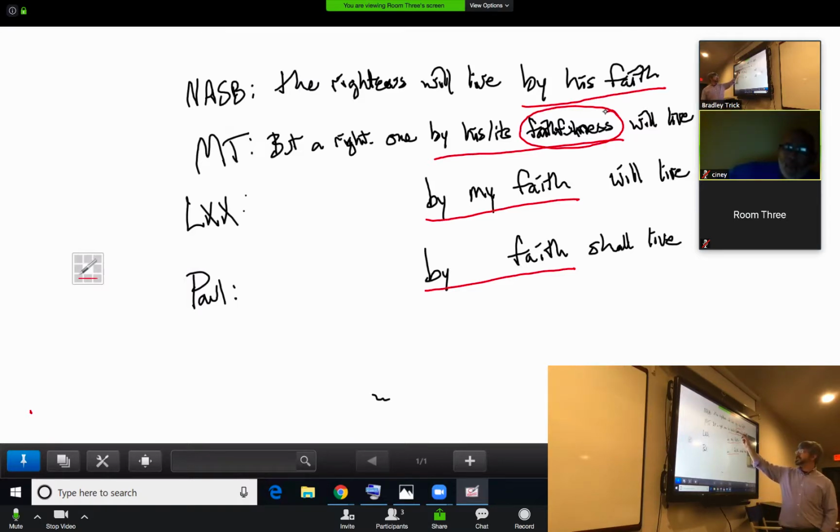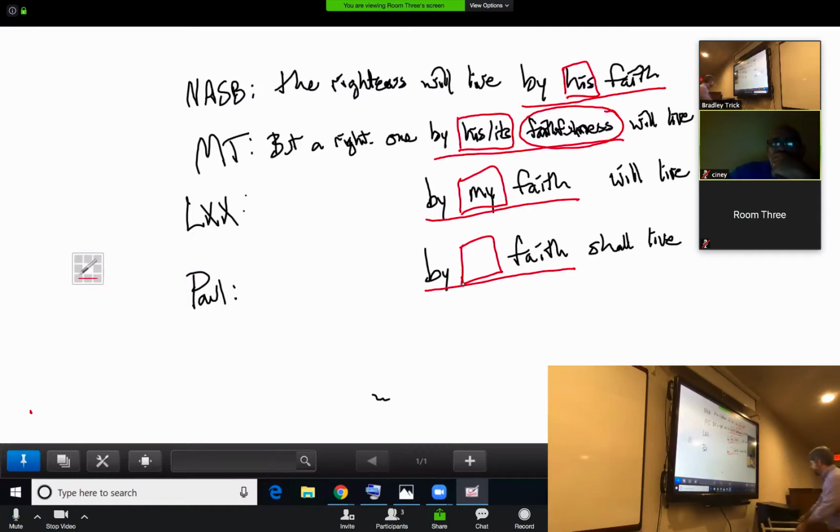Now, this is the other big difference. We've got his or its, my, and then Paul just decides to leave that out. So, his, its. Yeah, it could be either one in Hebrew. And if it's his, then who's the his? A righteous one by his faithfulness will live. The righteous one, right? If it's its, what is the its?